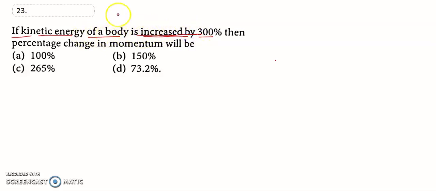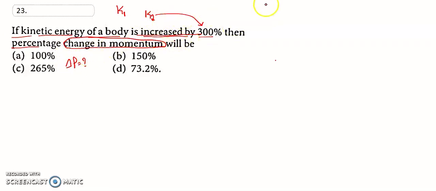So first one, kinetic energy is K1, second K2, what percentage? 300%. Then the percentage change in the momentum. Change in the momentum is how much? So that is the question.